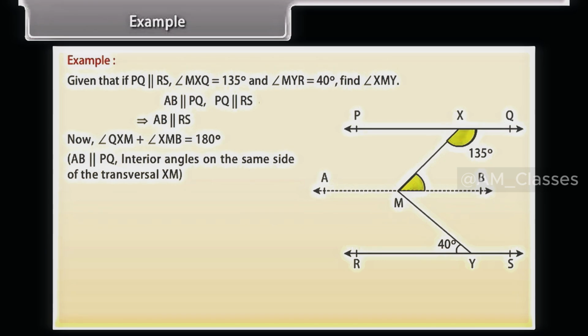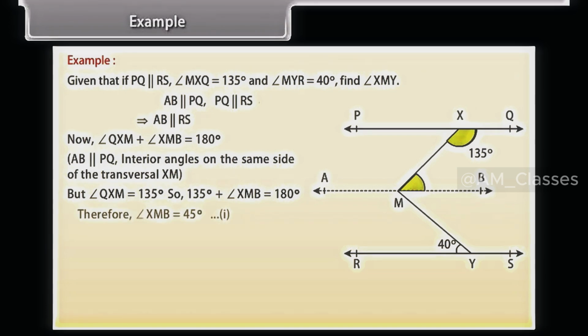AB is parallel to PQ, so interior angles on the same side of the transversal XM are supplementary. But angle QXM is equal to 135 degrees. So, 135 degrees plus angle XMB is equal to 180 degrees. Therefore, angle XMB is equal to 45 degrees.